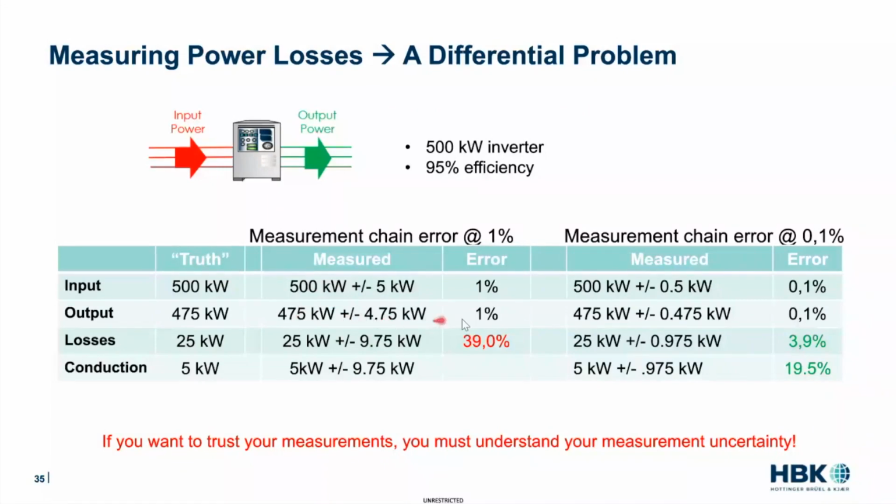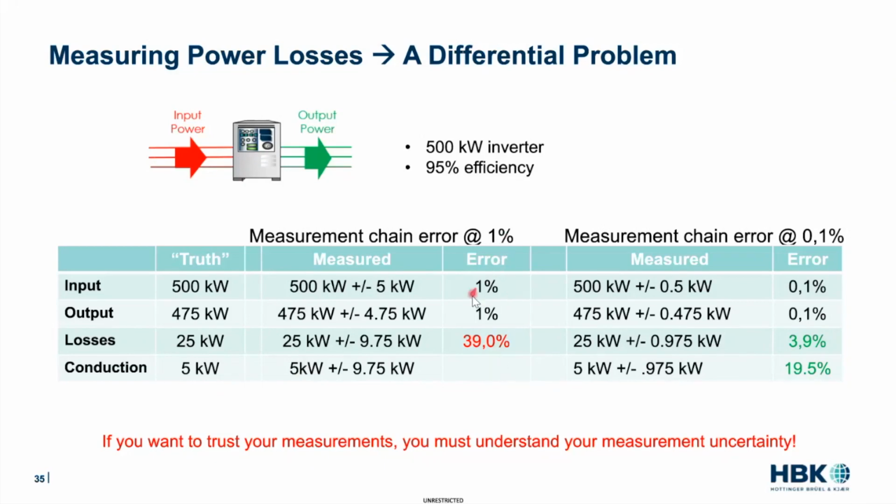475 plus or minus 4.75, 1%. What are our losses? 25 kilowatts. Well, we have to add these two errors together. So my losses are 25 kilowatts plus or minus 9.75 kilowatts. This is an error of 39%. And if we take something like conduction losses, where we add even more in, this is ridiculous. I don't even know how to calculate that. It's not a reasonable measurement.